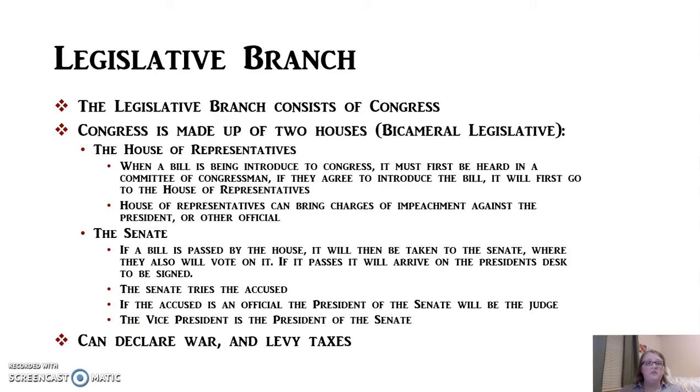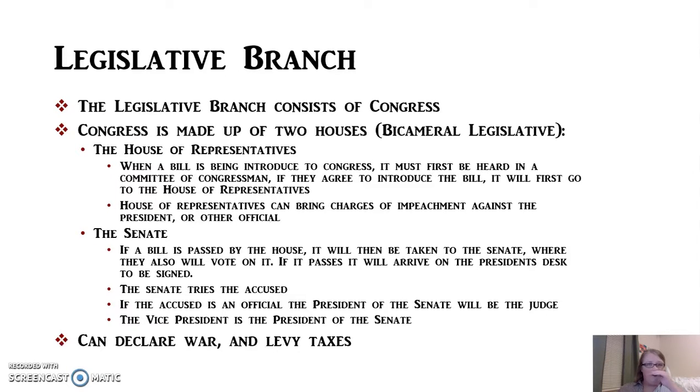The House of Representatives, for impeachment, are the ones that bring charges against the president or any other elected official that could be facing impeachment. The Senate: after the bill is passed in the House, it will then move to the Senate, where they can also vote on it. If it is passed, it will arrive on the president's desk to hopefully be signed. If it doesn't, it dies in the Senate.